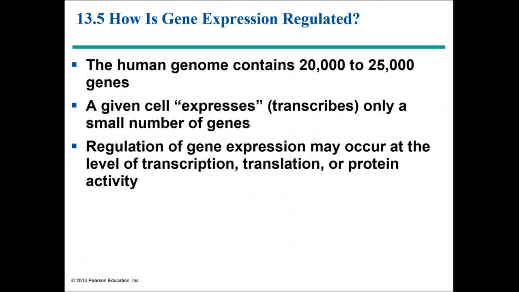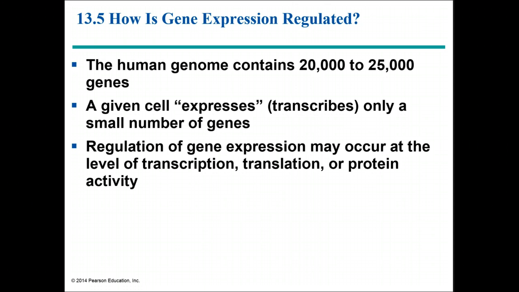environmental conditions. For example, if you're lactose intolerant, at some point your body has stopped making the protein necessary to break down lactose in milk. This is an example of where a gene that may have been on, say when you were a baby or a young child, is now off as an adult.